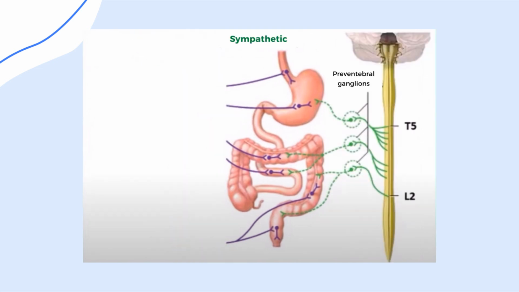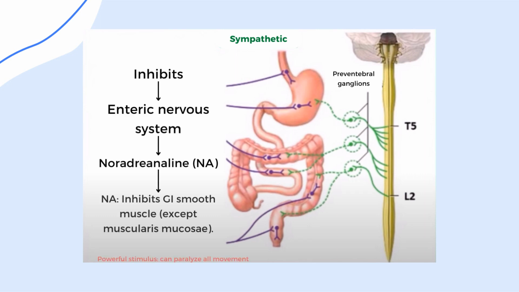The sympathetic nervous system innervates the intestine by means of the sympathetic chains coming from thoracic segment 5 and lumbar segment 2, and form prevertebral ganglia here, as the celiac ganglion and the mesenteric ganglion. The sympathetic stimulus inhibits the enteric nervous system, thanks to its neurotransmitters, adrenaline and noradrenaline.